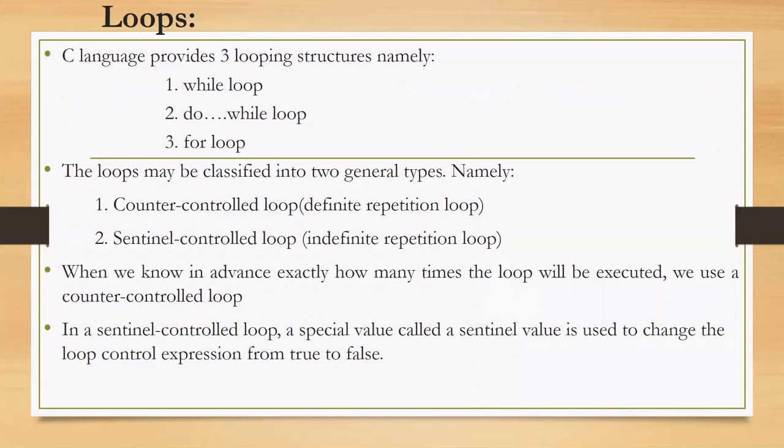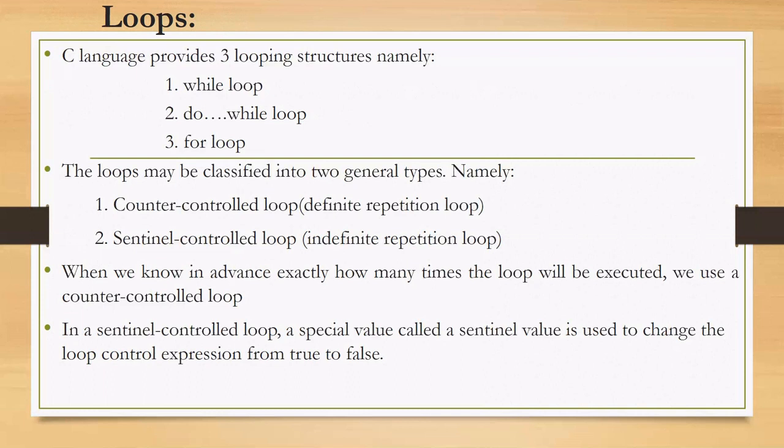Next, we'll move on to the concept of looping, where C language provides three looping structures, namely the while loop, do while loop, and for loop. The loops may be classified into two general categories. One is the counter controlled loop, meaning definite repetition of the loop. Assume that you know this statement is to be repeated 10 times.